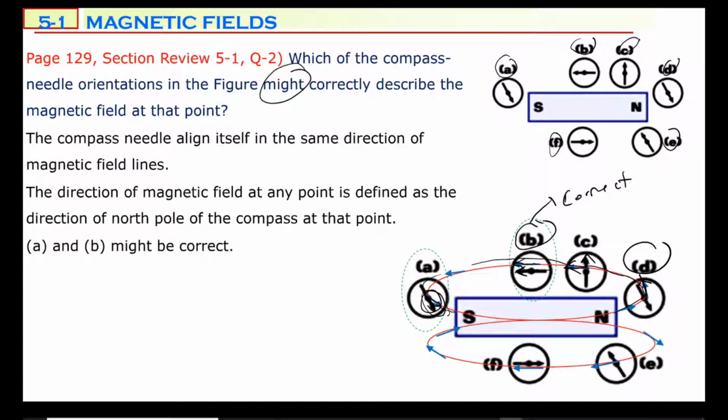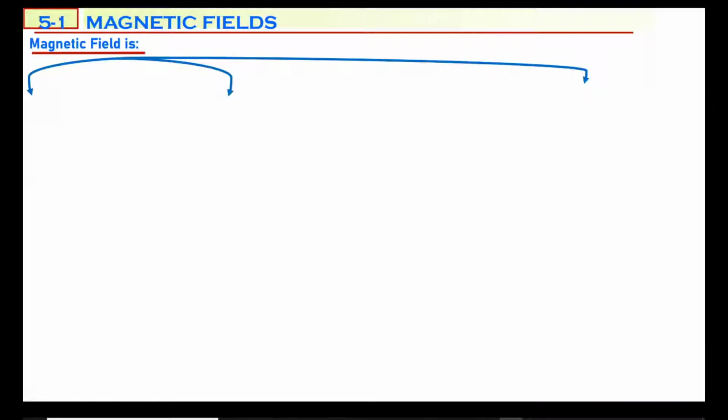But in F, as you see, the magnetic field is from N to S, but the compass is in the opposite direction. F is not possible. And in E, the magnetic field is from right to left, but the compass needle makes an angle with the magnetic field. This is also not possible. So possible answers are B and A. The compass needle and external magnetic field must be in the same direction. So A and B are correct here. And this is all about this question.